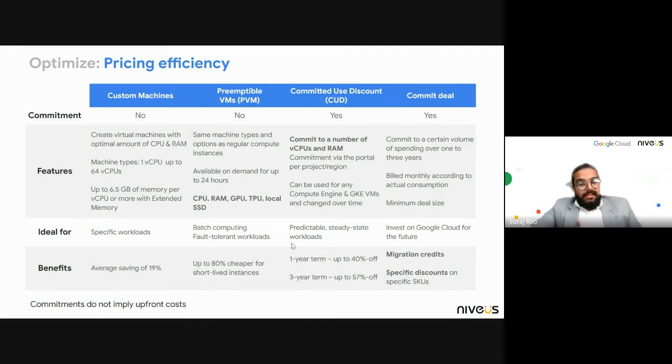Look for the commitment. Analyze your workload. Ensure that you're going to run this workload for at least 1 year or 3 years, and then explore the commitment. A 1 year commitment will definitely give you 40% savings flat on the list price of a VM, and 57% flat off on a 3 year commitment. And also talk to your partners, like Niveus Solutions, for the commitment deal, where we can help you with certain migration credits, specific discounts, and specific SKUs. This commitment is actually investing in Google Cloud so that you don't face the inflation rate changes.